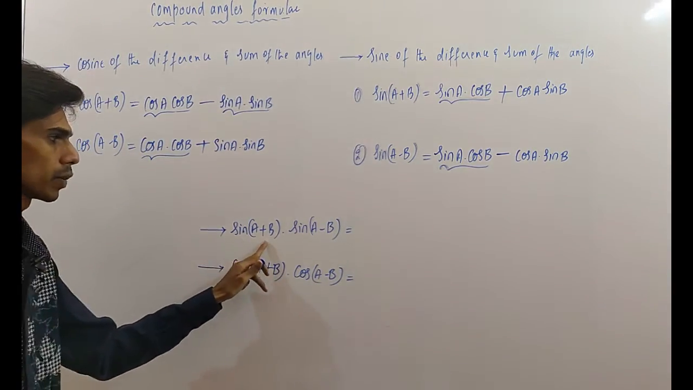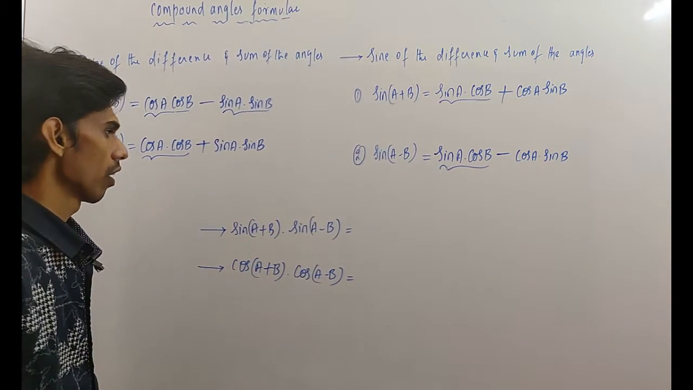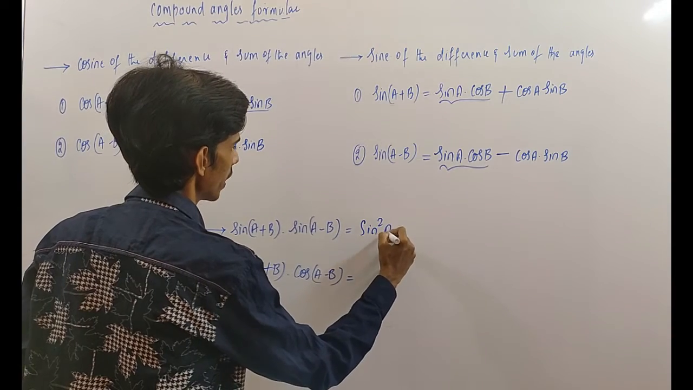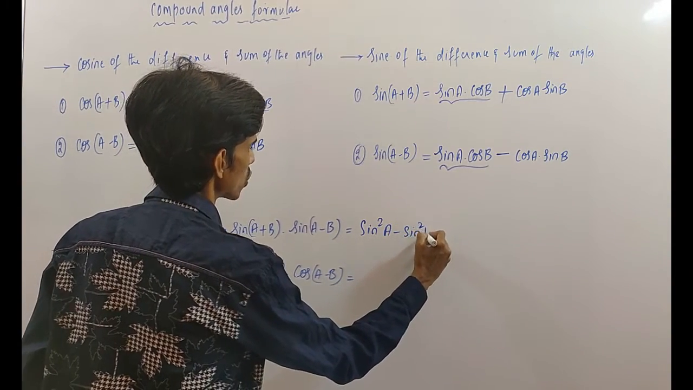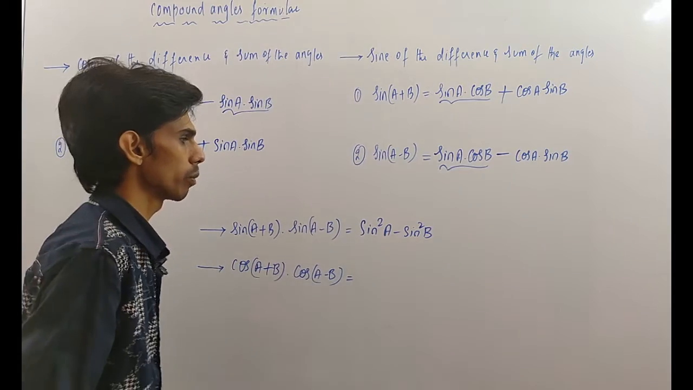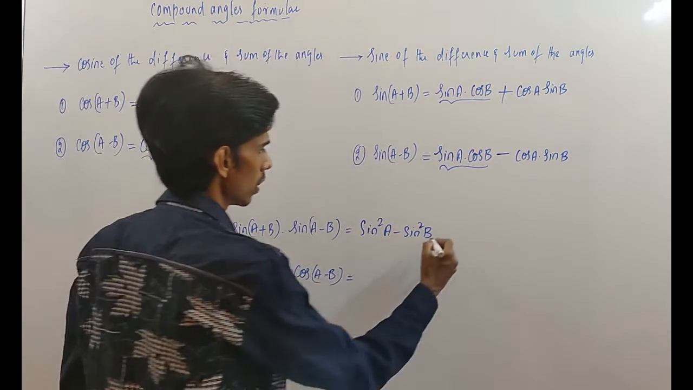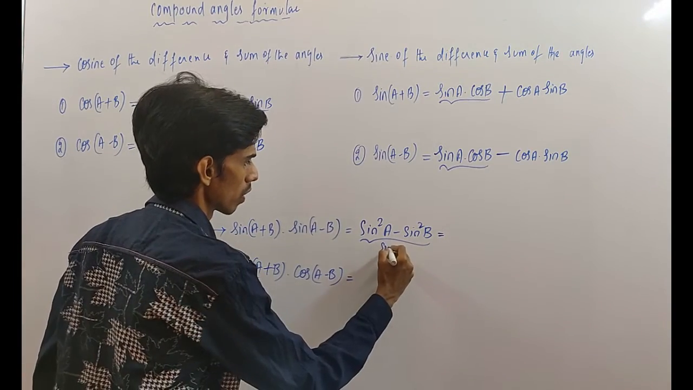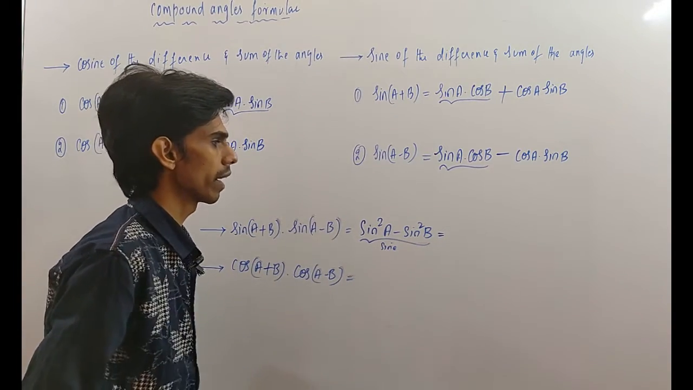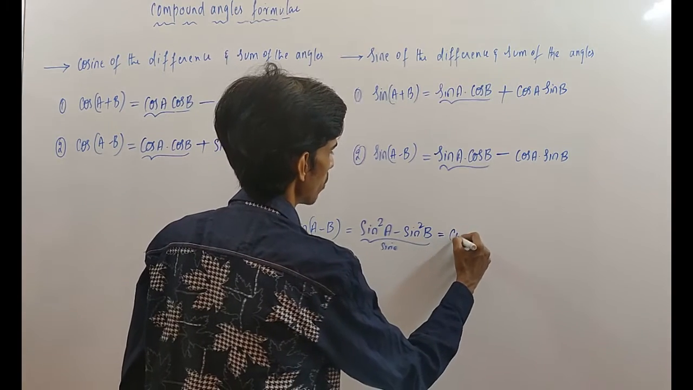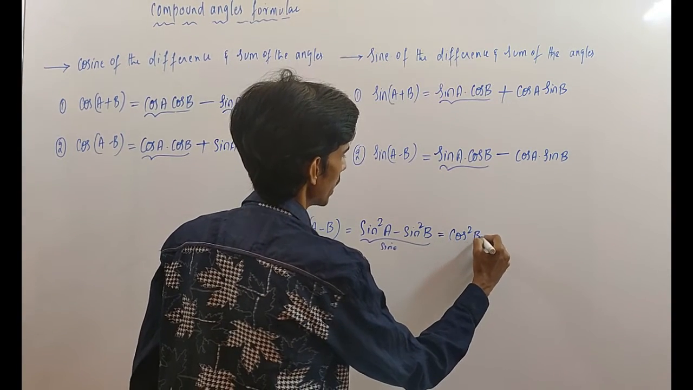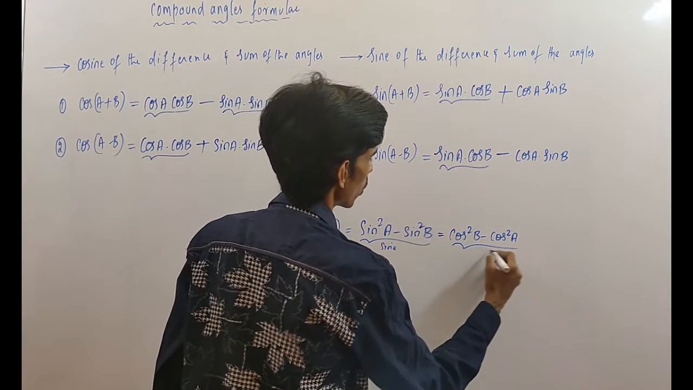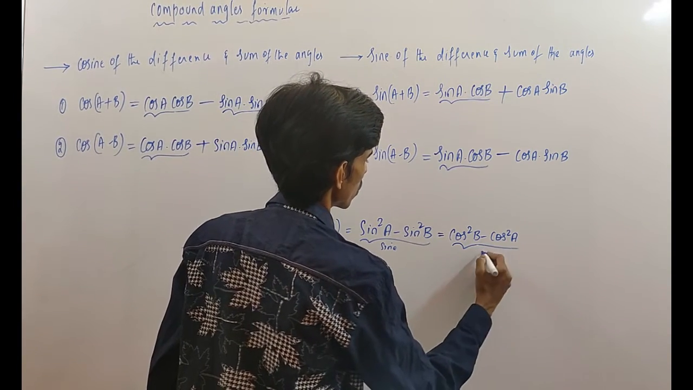Now we have sine A plus B into sine A minus B. This can be written as sine square A minus sine square B. These two should be in terms of sine. Similarly, this can be written in terms of cos, so it will become cos square B minus cos square A, both in terms of cos.